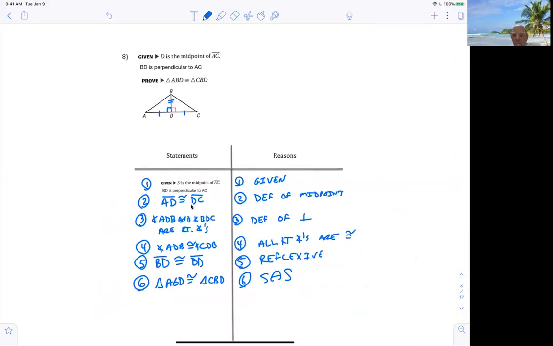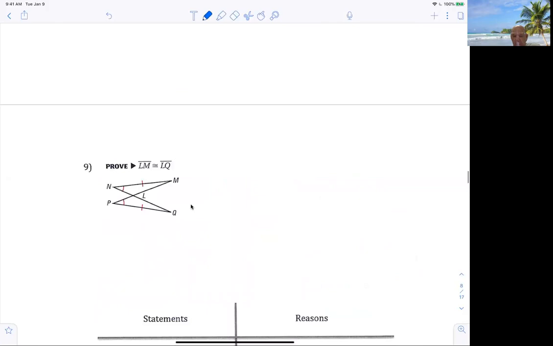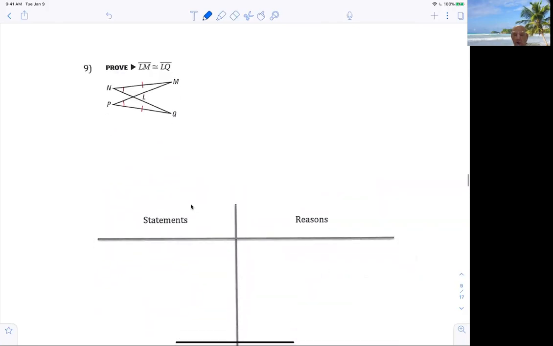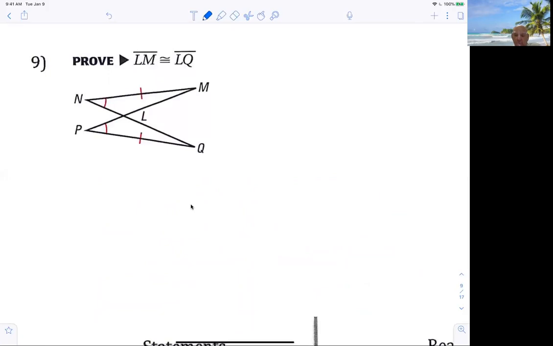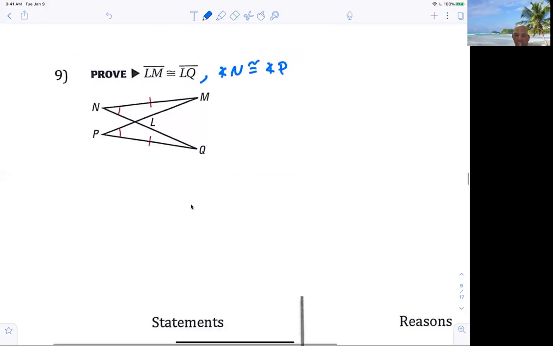All right, my homeschool peeps, you got to do number 9. Now number 9, as I was typing this up, I think I accidentally left one piece out. So what am I supposed to say here? Yeah, just put this in right here. Angle N is congruent to angle P, and that's given. All right, I don't know why I didn't type that.